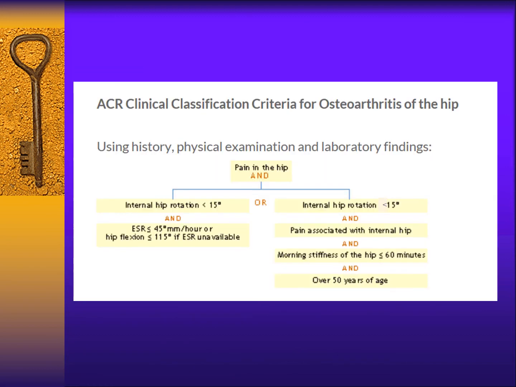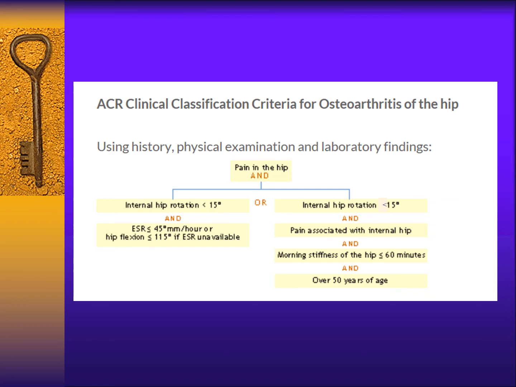On the last slides, we described the radiographic criteria that are used to diagnose hip osteoarthritis. This slide looks at the clinical criteria used to diagnose osteoarthritis of the hip from the American College of Rheumatology. If you look at this decision tree, we start with pain in the hip, and then at this particular point, we can go to the left or to the right, and really what we look at are range of motion findings. And so on the left, you see hip internal rotation less than 15 degrees and hip flexion less than 115 degrees or a normal SED rate.